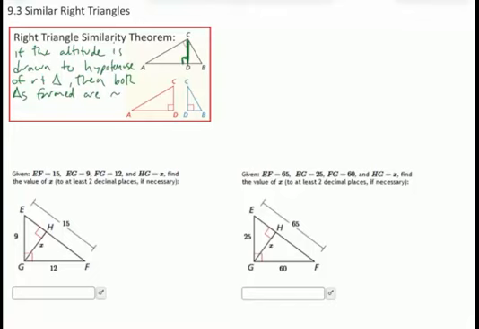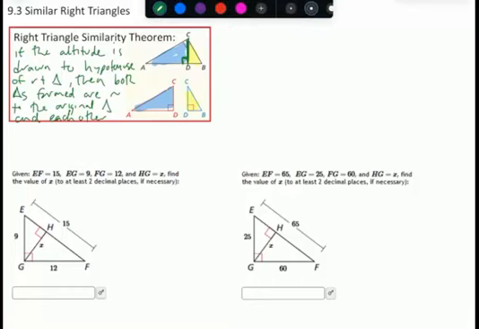Okay, the symbol for similar is this tilde, this little mark. So what this means is when you draw this altitude right here from the right angle to the hypotenuse, both of the triangles that are formed, so here's one triangle formed and here's the second triangle formed, both of those are similar to each other as well as the original triangle.